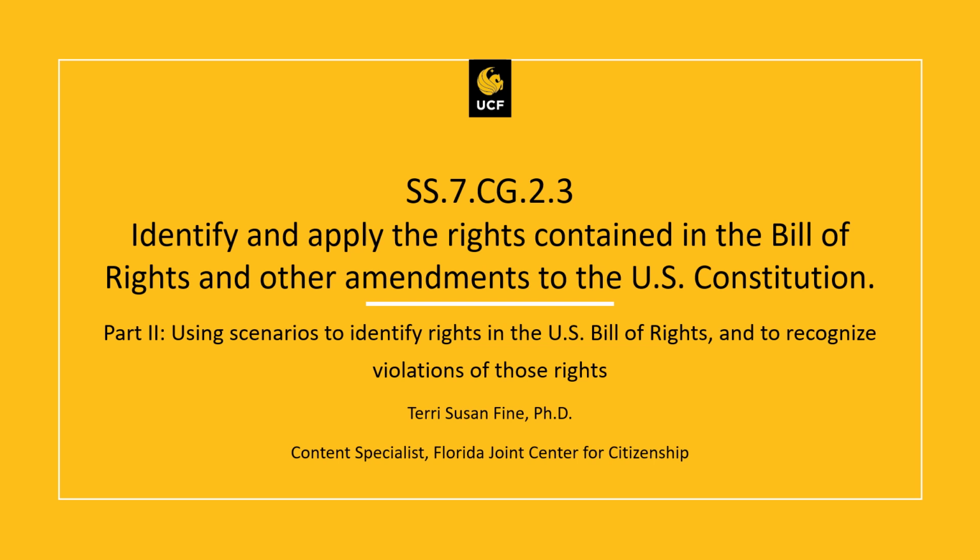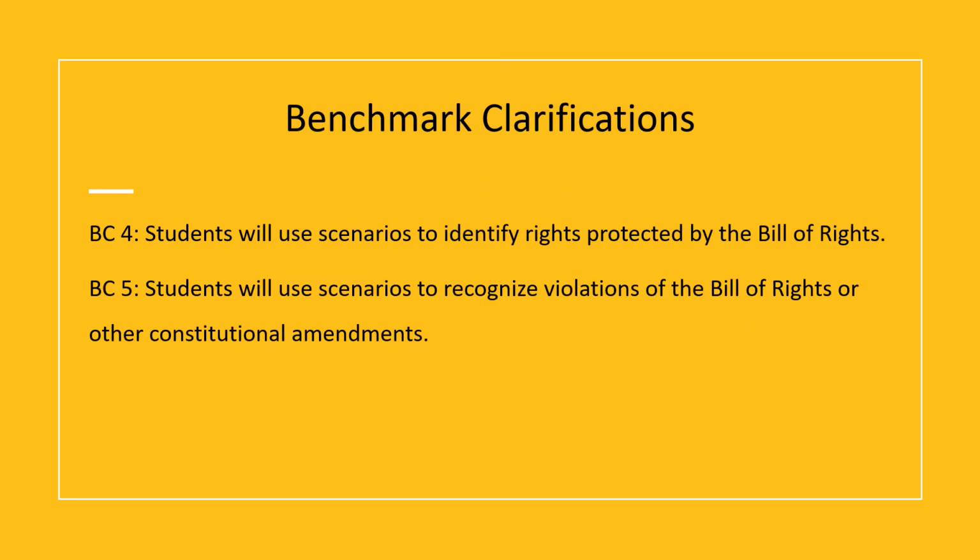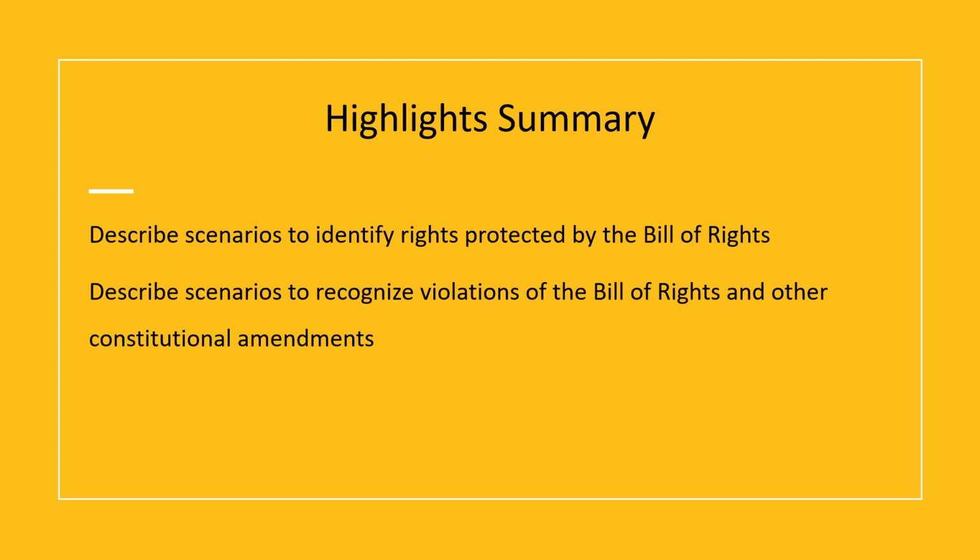We'll be focusing our attention on Benchmark 2.3, Identify and Apply the Rights Contained in the Bill of Rights and Other Amendments to the U.S. Constitution. In Part 2, we will be using scenarios to identify rights in the U.S. Bill of Rights and to recognize violations of those rights. We're going to be identifying and recognizing these rights and their violations so that we can have a better sense about how the events that go on around us support or do not support the rights that are guaranteed in the U.S. Bill of Rights.